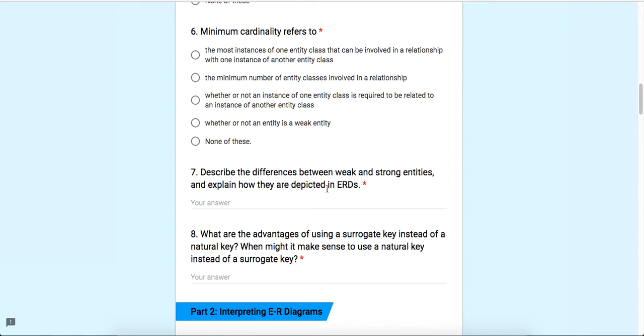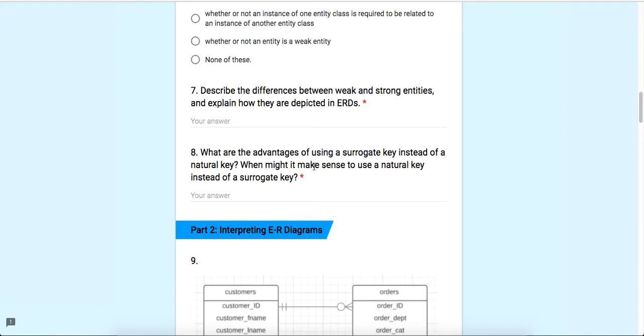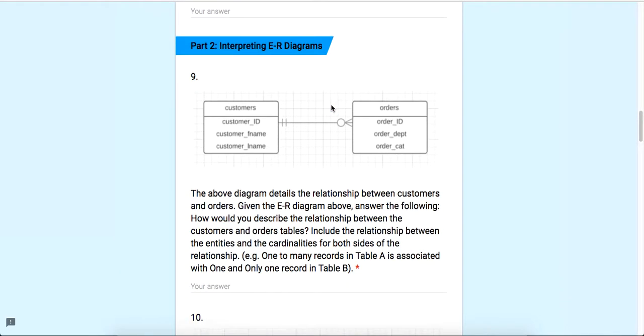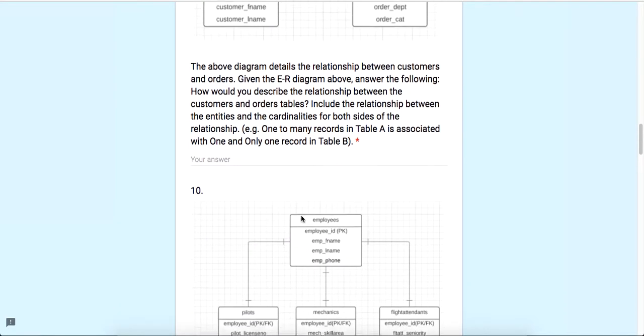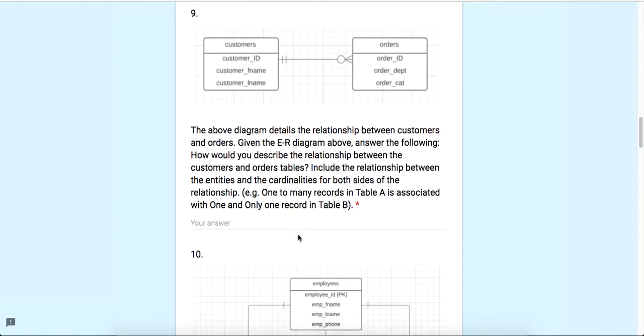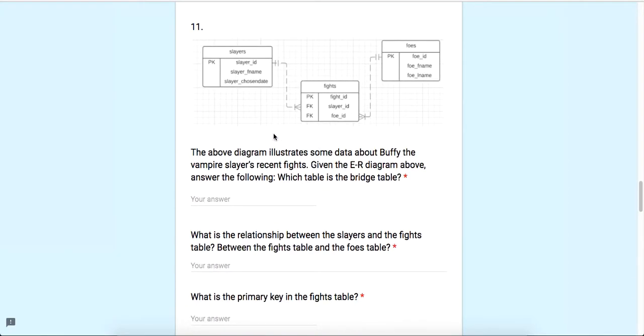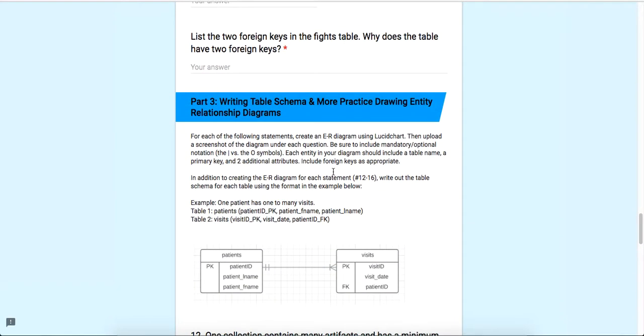Folks did well with questions 7 and 8. It seems like we understand where we're at in terms of weak and strong entities and surrogate versus natural keys, which is fantastic. In addition, people did a great job interpreting entity relationship diagrams. There weren't really any issues with that. People got the supertype subtypes, which was great too. Folks also did a good job identifying the bridge tables and the role of the primary and foreign keys in those bridge or linking tables.